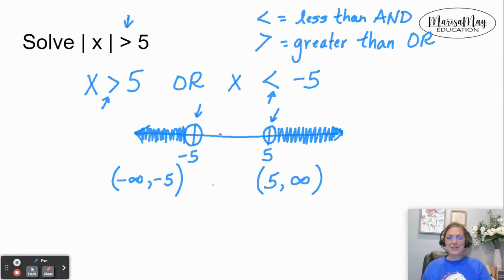And then one more symbol, we say the union of the two of those. So we put a U in between them. So we have our solution in inequality form. We have our solution in number line or graphing form. And we have it in interval notation.